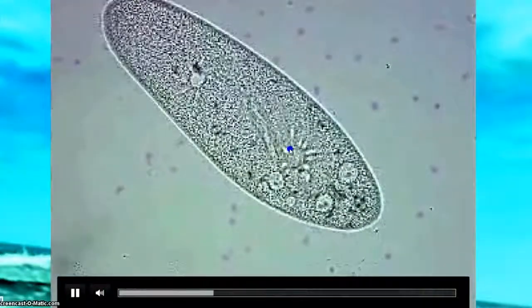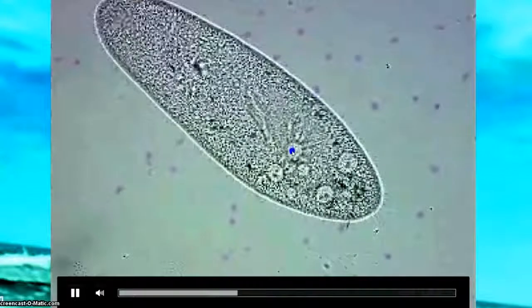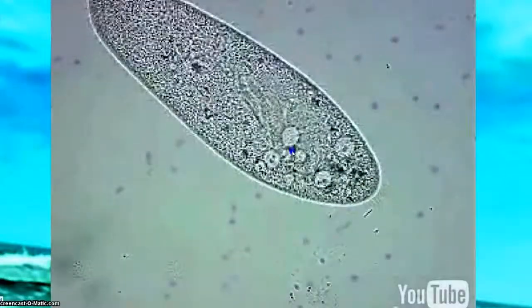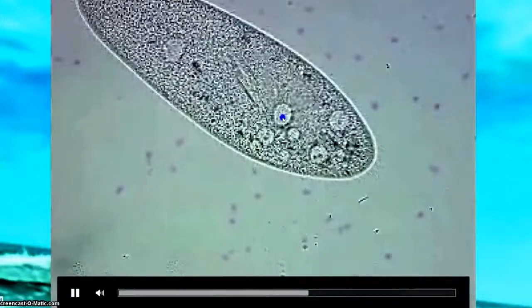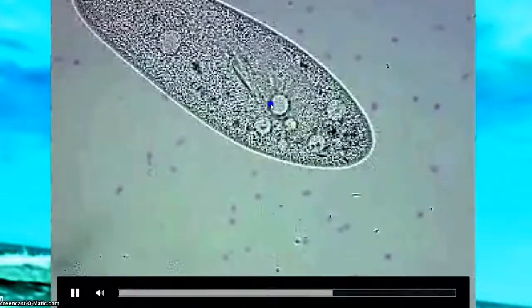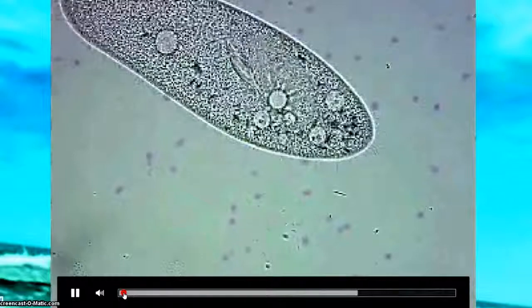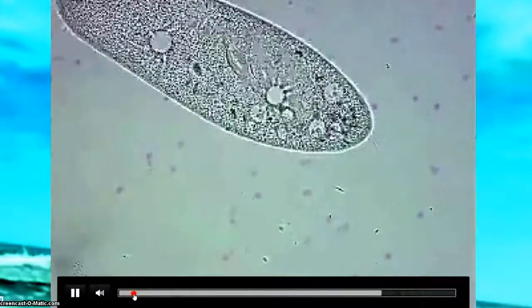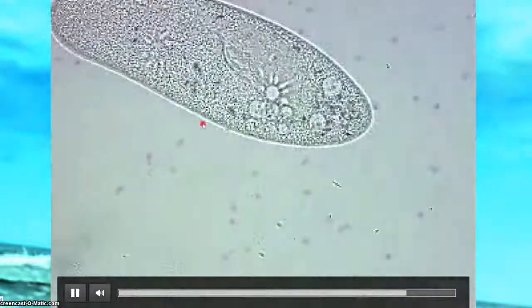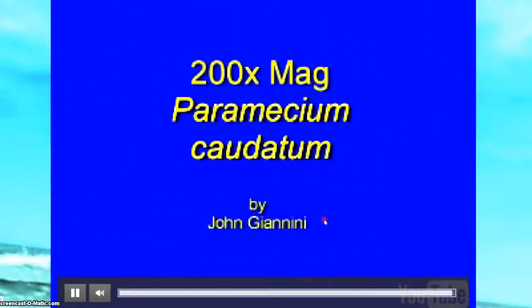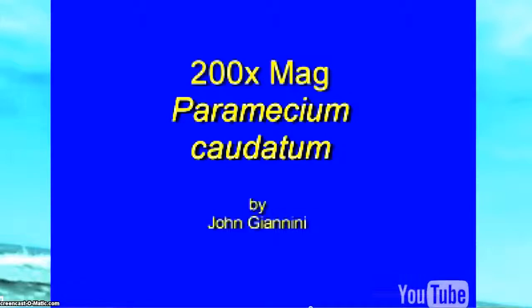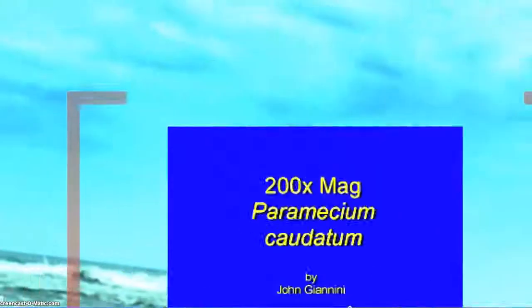There's the contractile vacuole, and you can see it has water in it, and then it just pushes it out of the cell. Right there. Let's see that again. There it goes again. So, there we go.